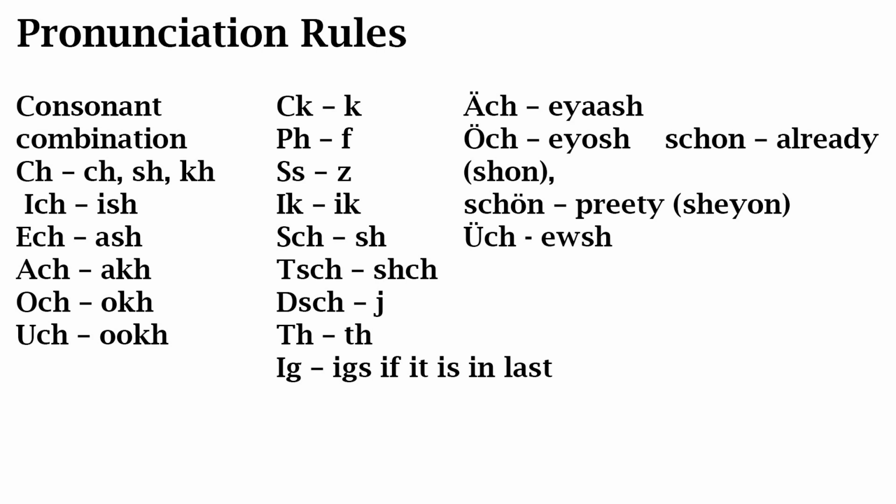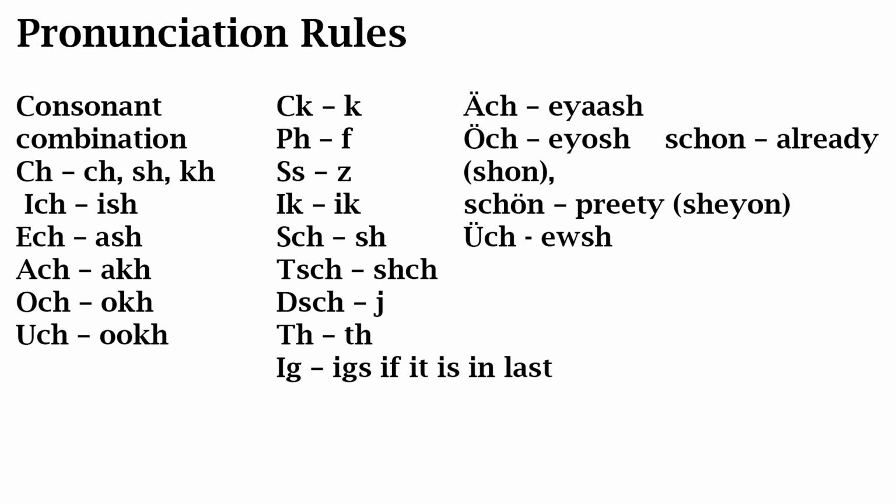Now, umlaut. If we have A umlaut with CH, the sound is "aash". Listen carefully: "aash". Now O umlaut CH, the sound is "yosh". Now, it's not that tricky, but we have OCH and O umlaut CH, where the sound is the same but the meaning is not. Like we have SCHON, "schon", which means already. But we have SCHÖN with an umlaut, which means pretty, and the sound is similar. U umlaut CH is "yush".